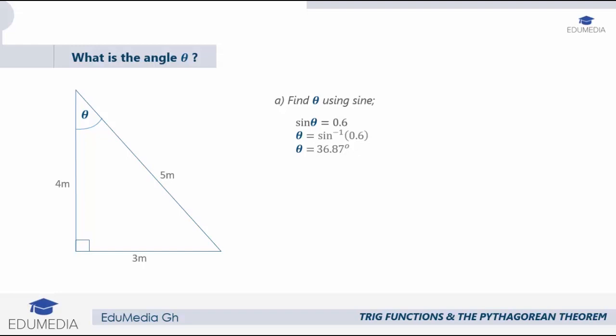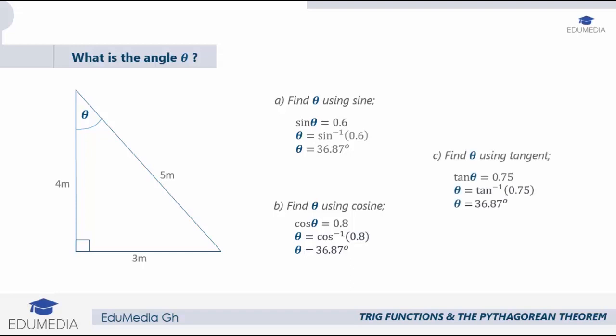Now looking for this theta using cos. Cosine also has an inverse function, so we take the inverse of both sides. That gives us cos inverse of 0.8, and that also gives us 36.87. And when we do tan also, we get the same value for the angle. All that means is that it doesn't matter the function we use to find the angle, it will always give us the same value. So this is what you should understand here: when you use any of them, they should give you the same value for the angle.